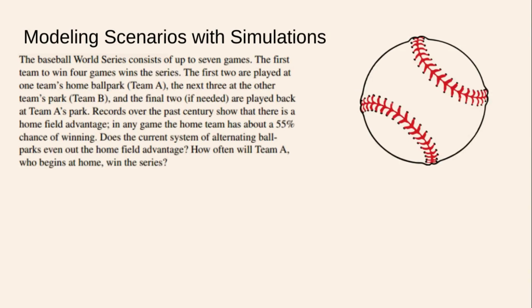All right, next scenario we can look at. The Baseball World Series consists of up to 7 games. The first team to win 4 games wins the series. The first 2 are played at one team's home ballpark, that's Team A. The next 3 are at another team's ballpark, Team B. And the final 2, if needed, are played back at Team A's park. Records over the past century show that there is a home field advantage. In any game, the home team has about a 55% chance of winning.